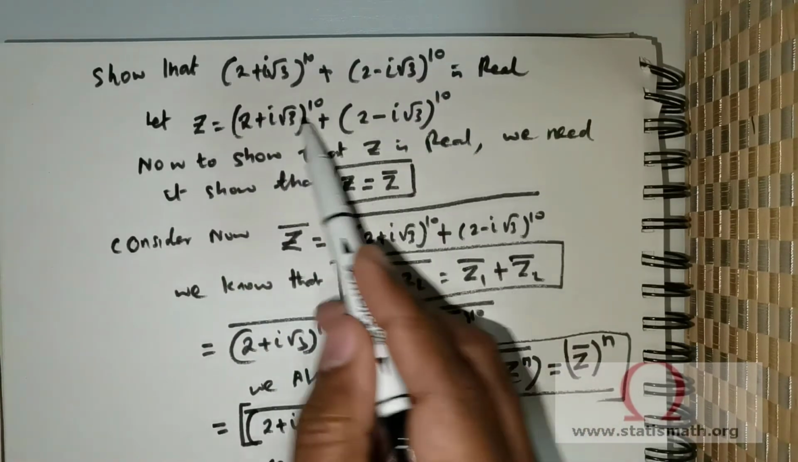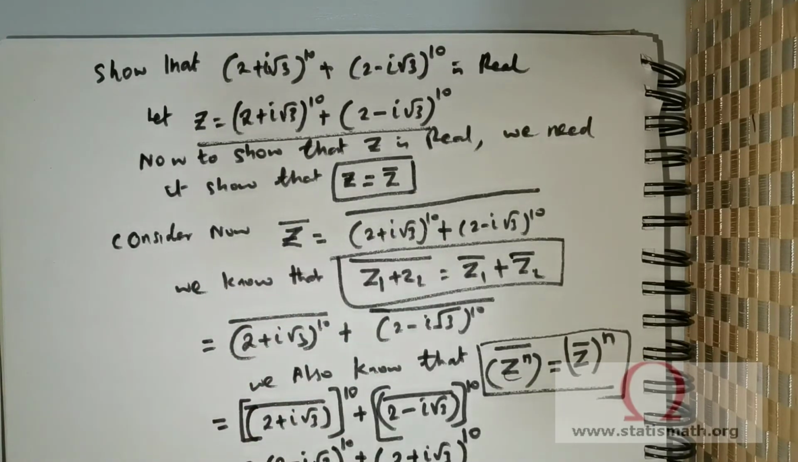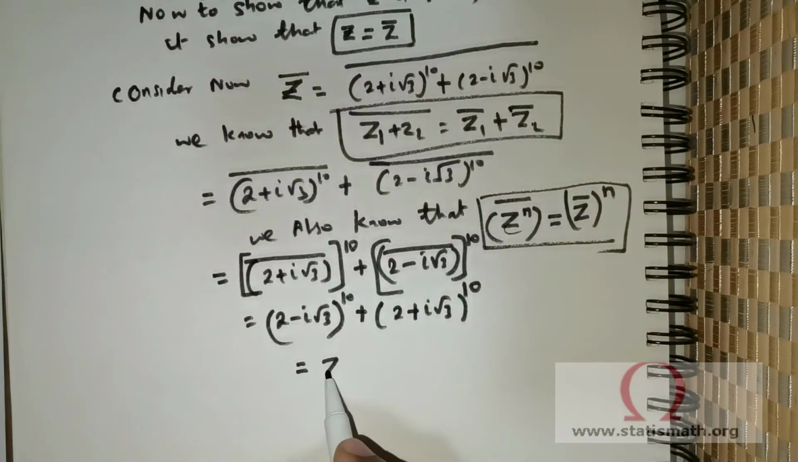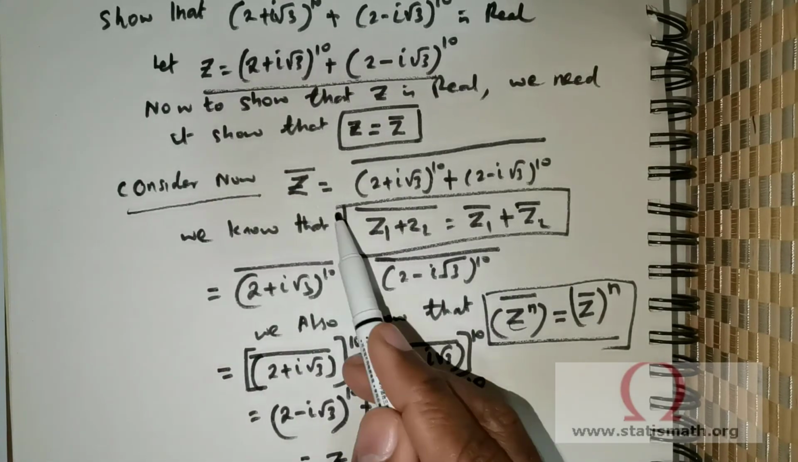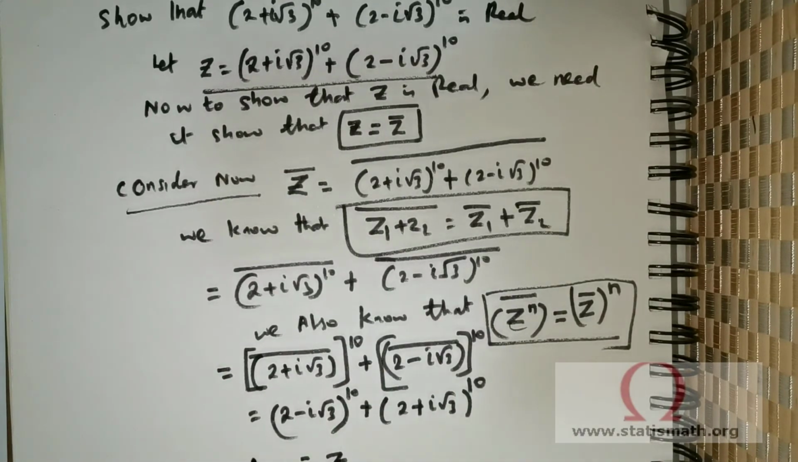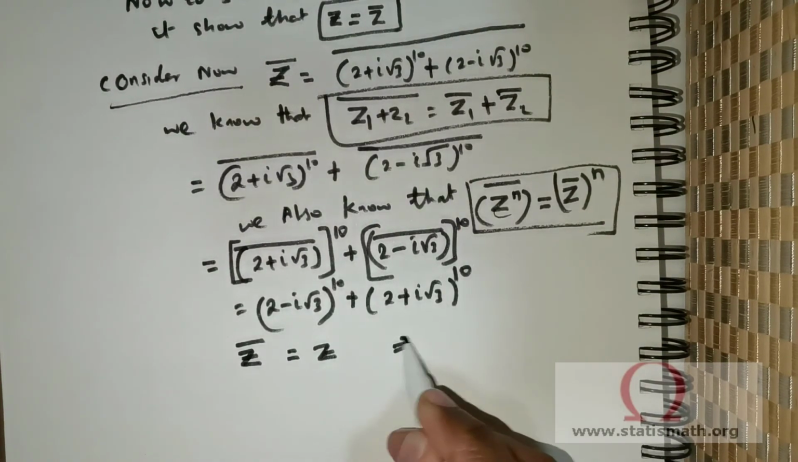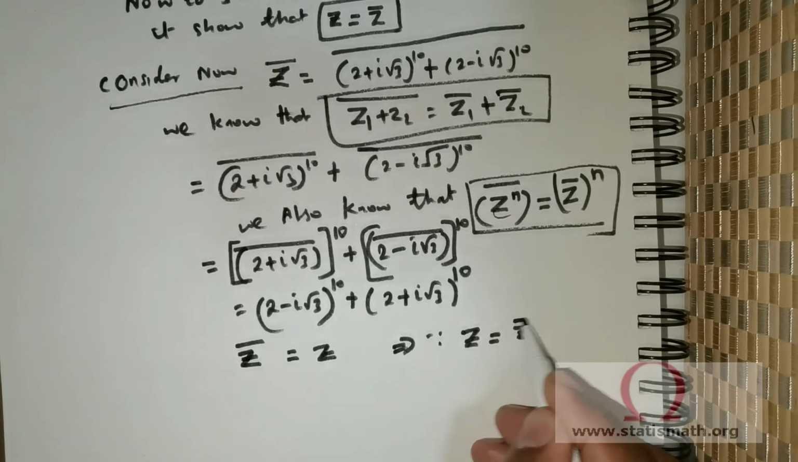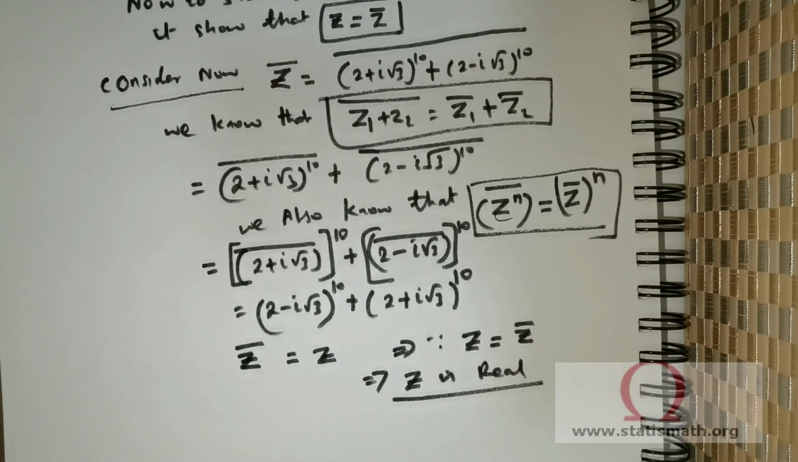This is exactly what we started with, right? Let z be this quantity. So this is actually equal to z. But what is the point in which we considered z bar? So on the left we got z bar. So this would imply, since z is equal to its conjugate, that z is real. So that completes the proof for this particular question.